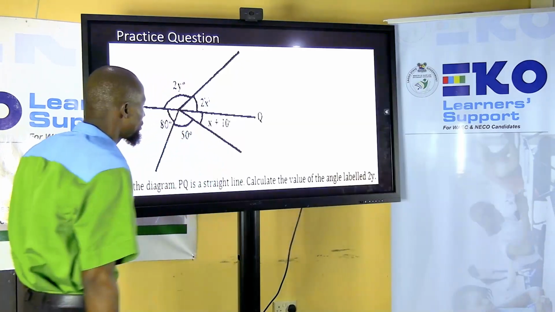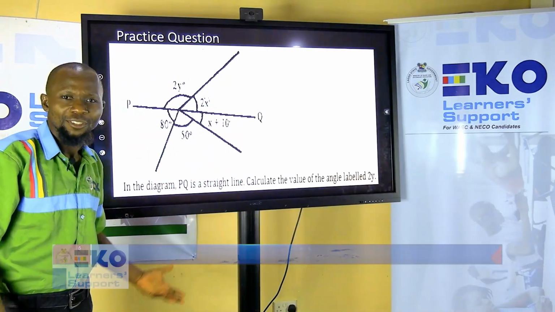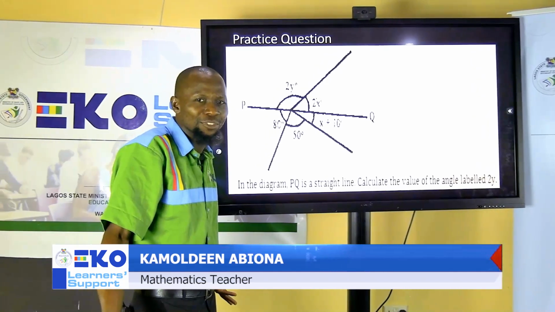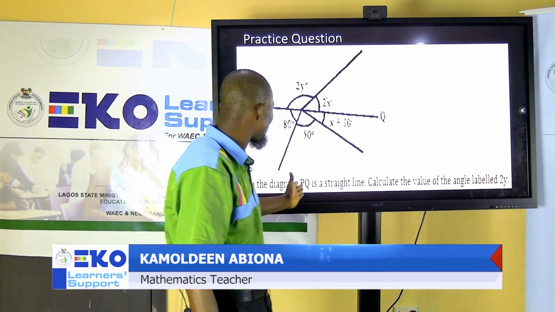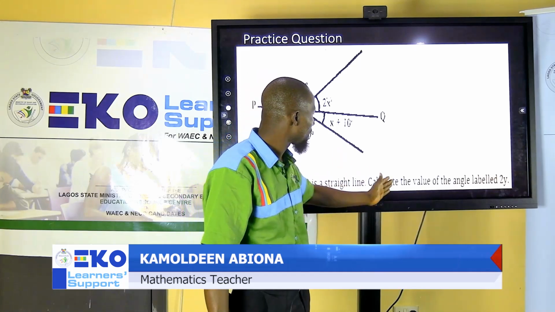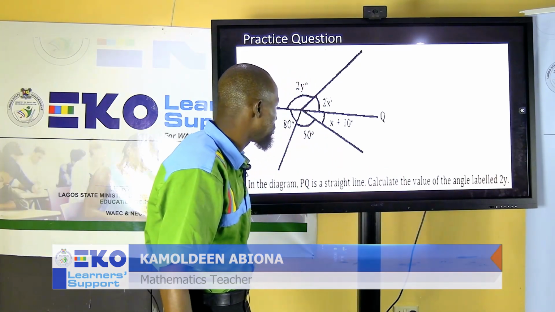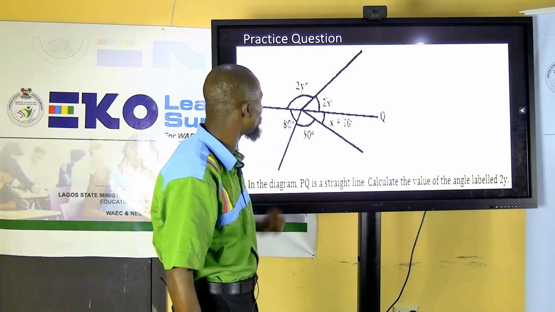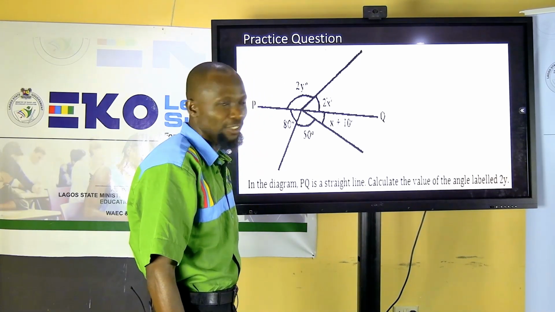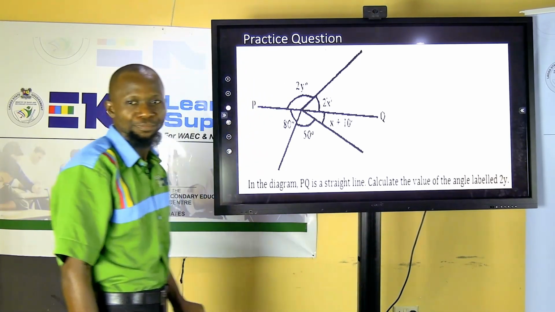So question, you have this question under one minute. Let me give you 60 seconds to actually figure it out. The question is, in the diagram, PQ is a straight line. Calculate the value of the angle labeled 2y. This angle is labeled 2y. Calculate the value of that angle. Thank you.